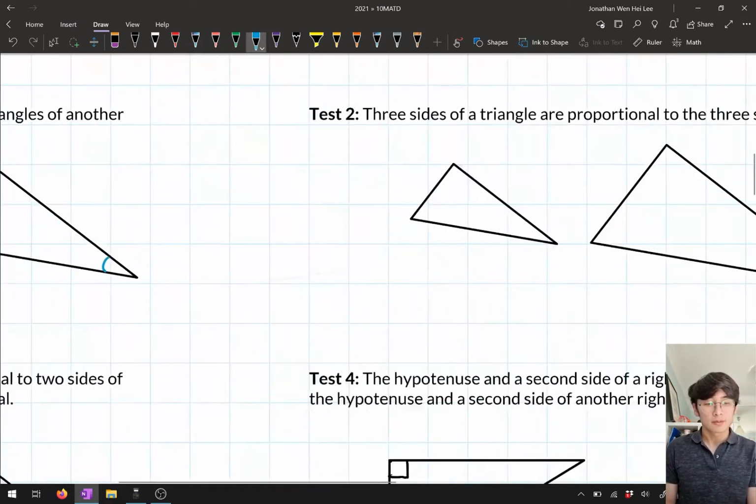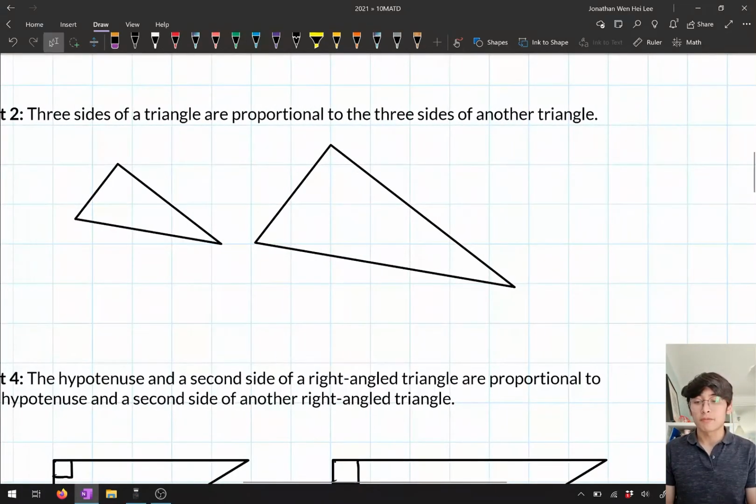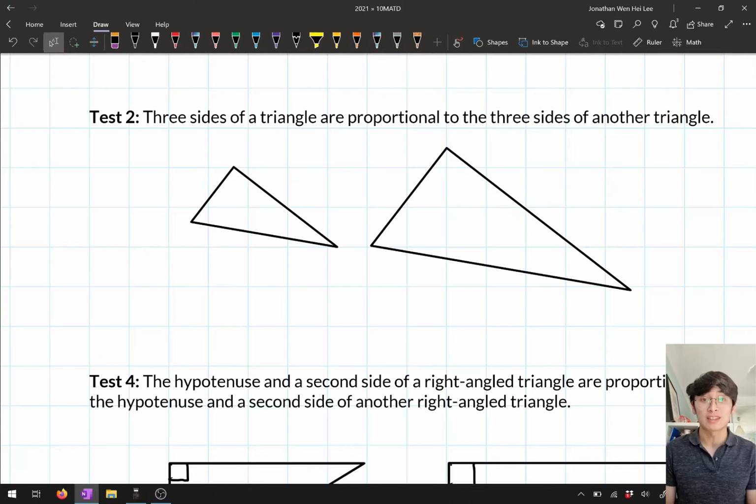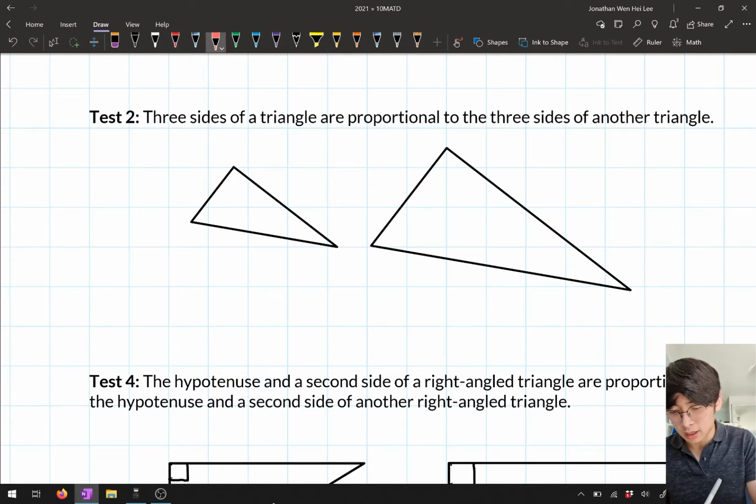The second test is that 3 sides of a triangle are proportional to the 3 sides of another triangle. This just means that to get from one triangle to the other triangle, there's a consistent multiplication or a consistent ratio that's being kept. So for example, like in the one that we had up above, let's say I had my 3 sides. Let's say this one was called A, this one was called B, and this one was called C.